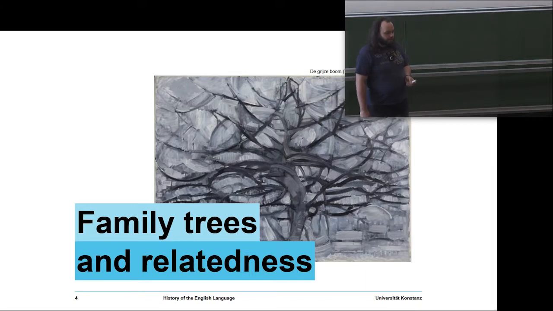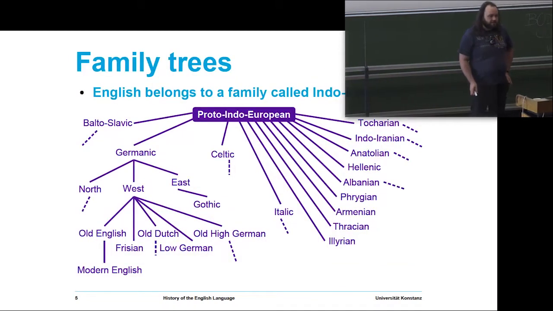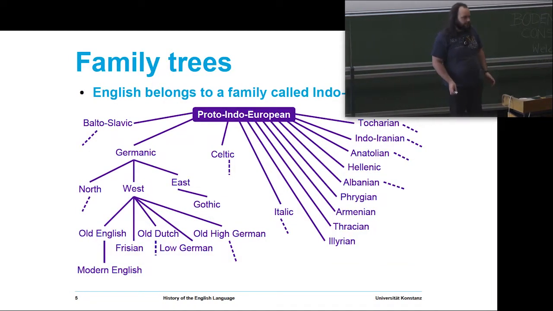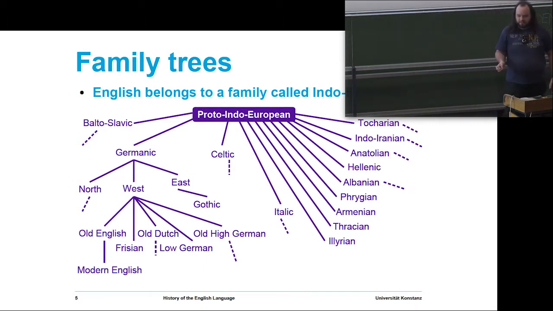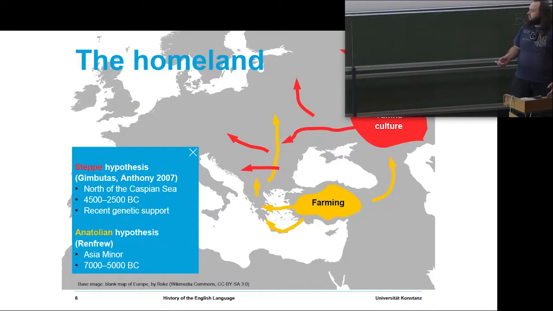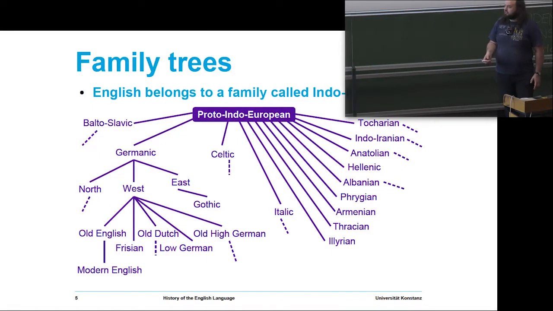So first of all, family trees and relatedness. We talk about languages as if they've got families, but that's not a particularly obvious or necessary thing to do if we put languages into family trees. So here, for instance, we've got the Indo-European family. This is the family that English belongs to, uncontroversially.